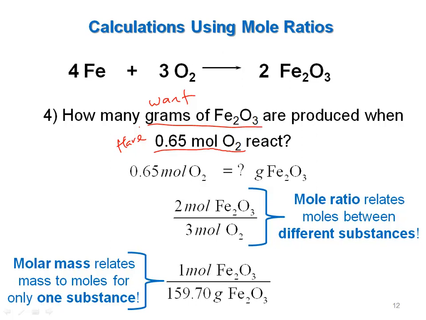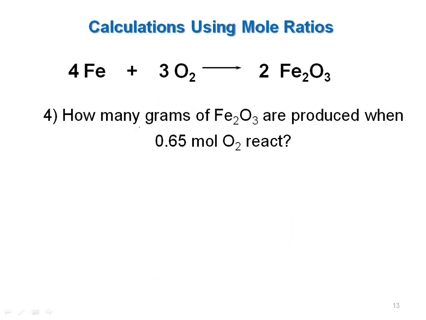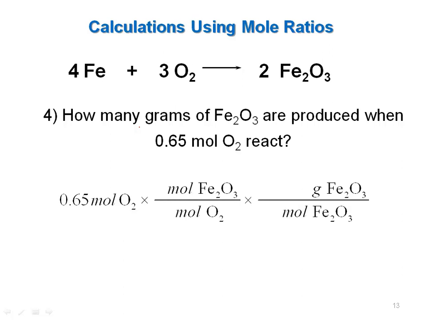So we know the molar mass of Fe2O3 is 159.70 grams. We can calculate that. So how to set up the problem. There's our moles of O2. We first use the mole ratio to get it into moles of Fe2O3. And then we use the molar mass to get it into grams of Fe2O3. So this is the only new step. This is what you've done before, going from moles to grams.